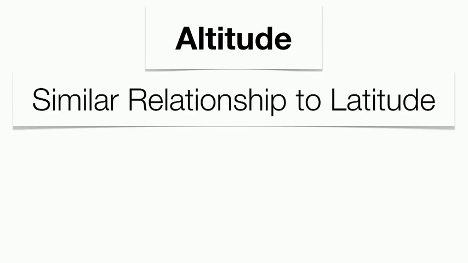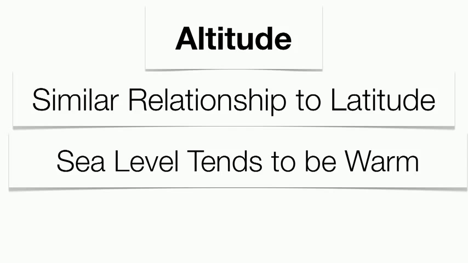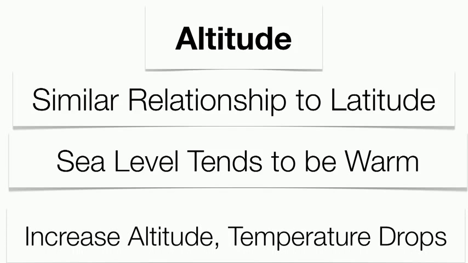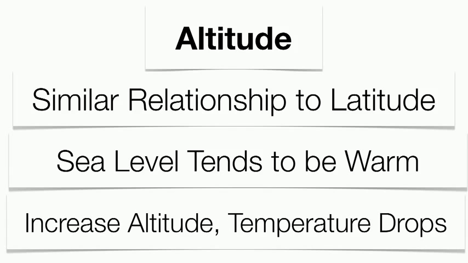The next factor is going to be altitude. Altitude and latitude have a very, very similar relationship. At sea level, it tends to be warm, but as you increase your altitude, your temperature is going to drop. Some mountain ranges, even in the summertime, have snow-capped peaks on them because the temperature is just so cold. So, a very, very similar relationship with latitude.